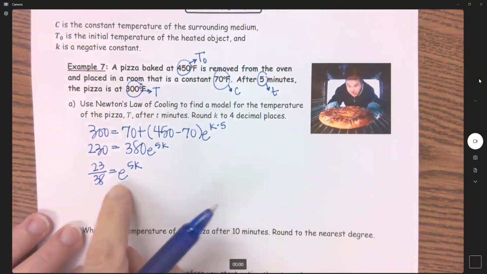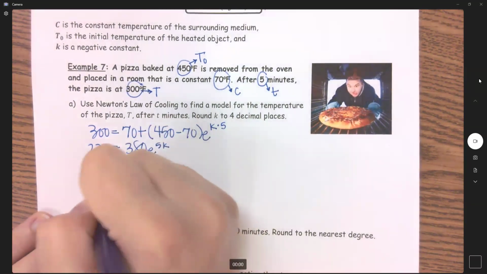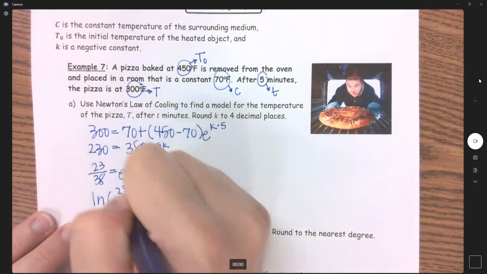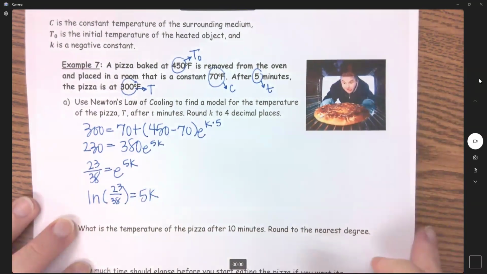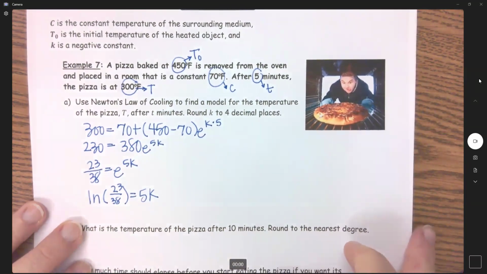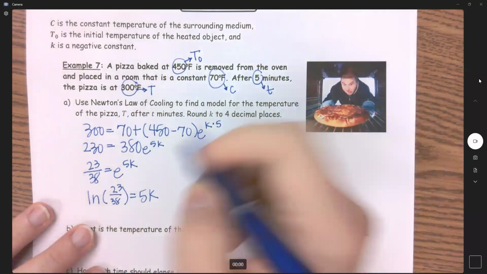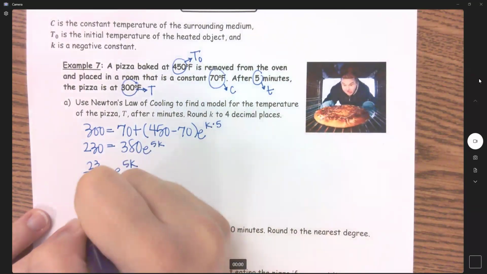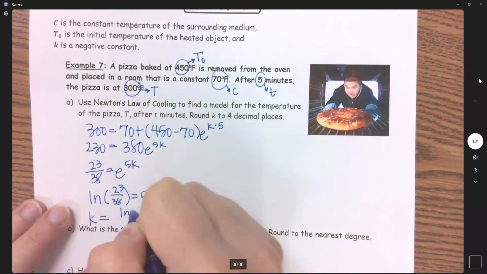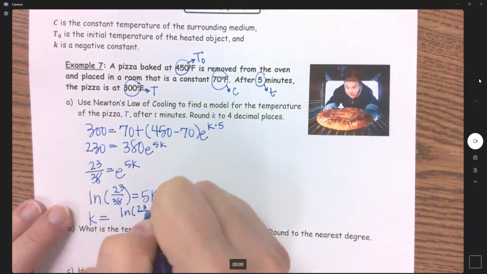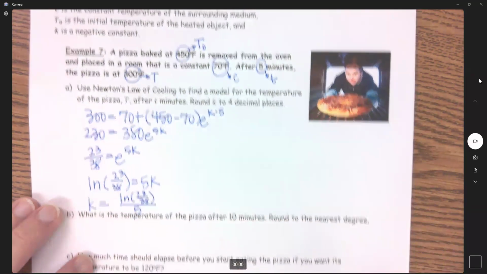So let's rewrite that. Base to the other side of the equals will give me the natural log of 23 over 38 equals 5k. And then the last thing I'm going to do is divide that 5 over. I'm running out of room a little bit here, so let's squeeze it in. So we'll get k equals, dividing by 5, the natural log of 23 over 38 all divided by 5.